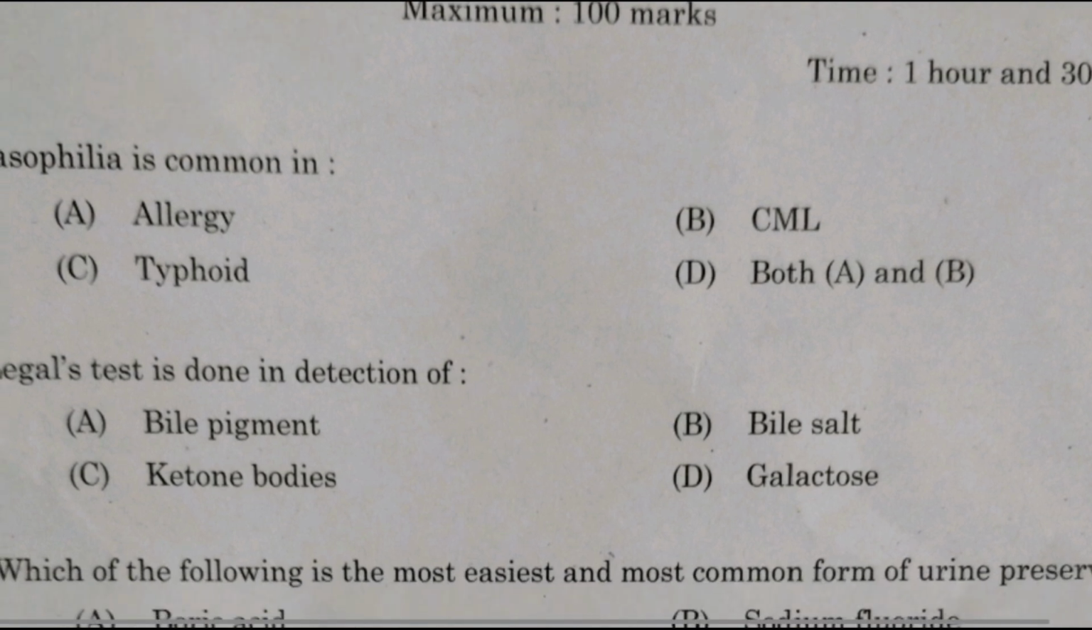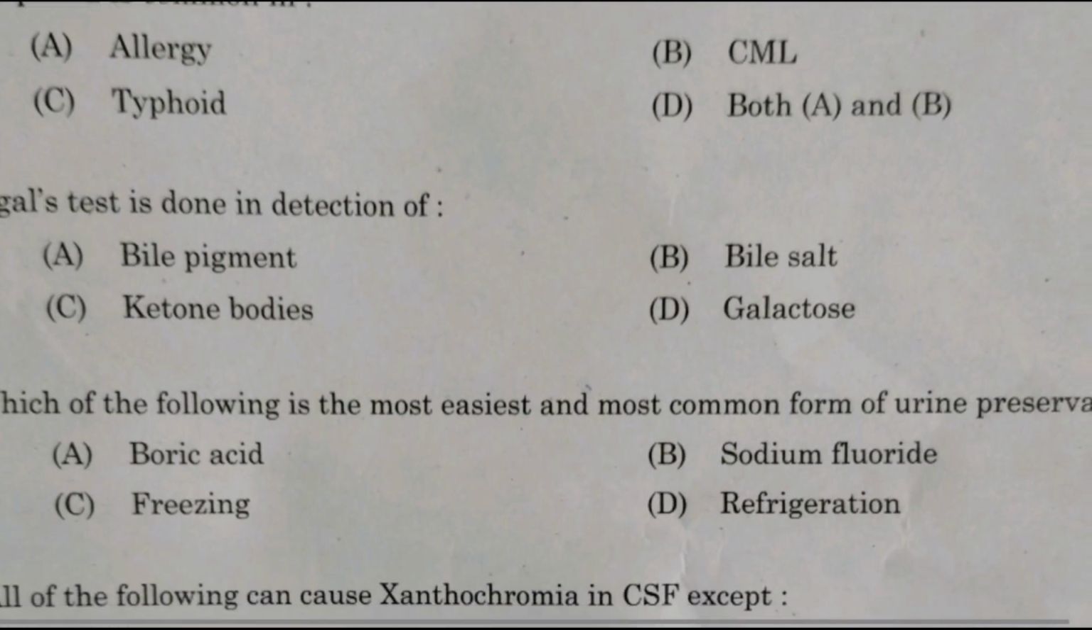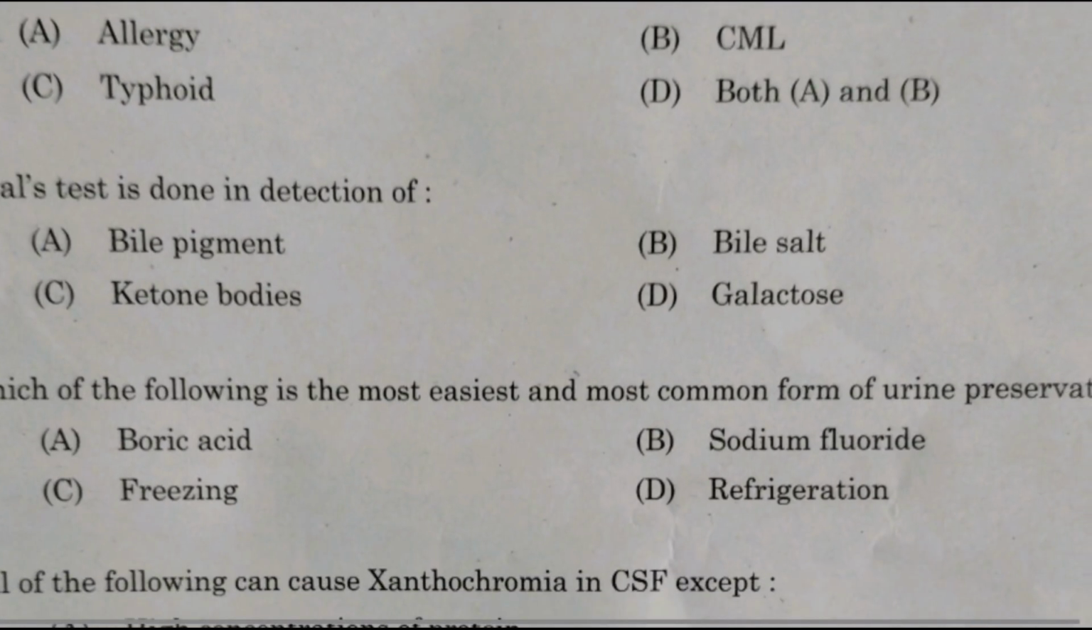Next question. Legal's test is done in detection of. The right answer is option C, ketone bodies. Next question. Which of the following is the most easiest and most common form of urine preservation? Right answer is option D, refrigeration.